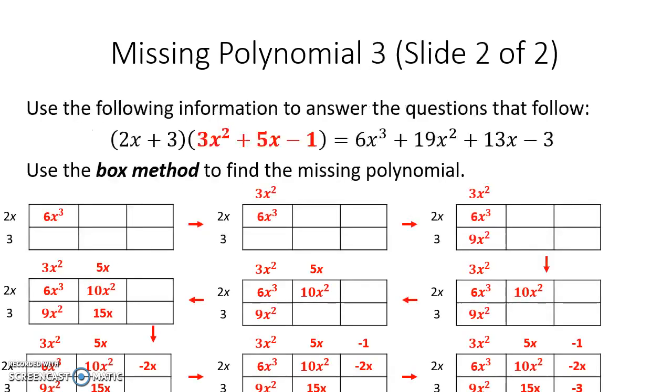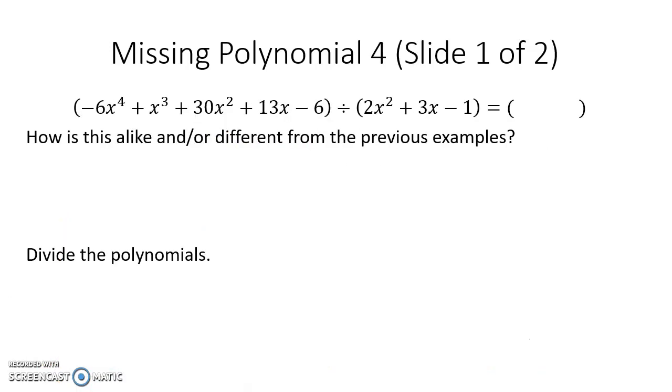If I go back to the previous slide, 2x plus 3 times what equals that cubic is the same thing as saying that cubic divided by 2x plus 3 gives us that missing polynomial. So we have literally been dividing polynomials this whole time. You can always rewrite this quartic as 2x squared plus 3x minus 1 times what gives you that quartic. So it should be a quadratic.